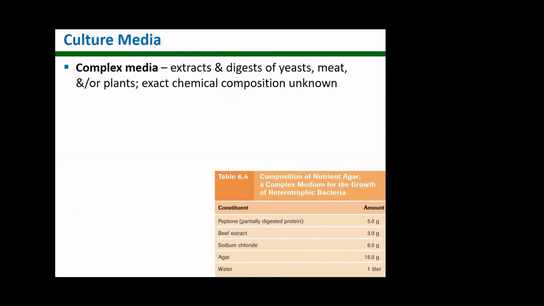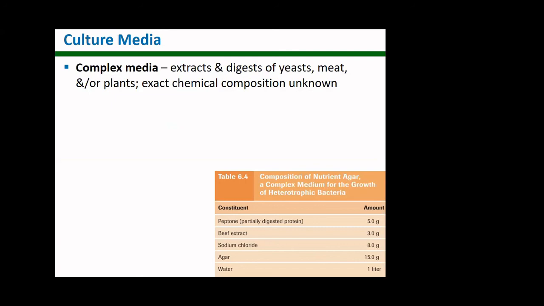The opposite of chemically defined media is complex media. Complex media is much less specific, but it contains the same categories of stuff. It's got extracts of meat or yeast or plants. Extracts are essentially the broken down components, right? So if you think about meat, it's made of protein, right? So broken down meat is going to have a lot of proteins in it. So that's where your proteins come from.